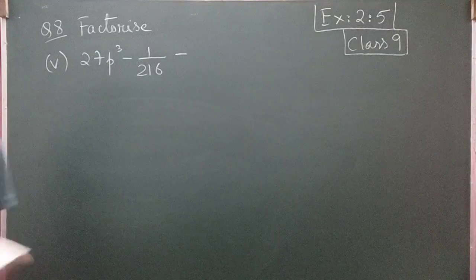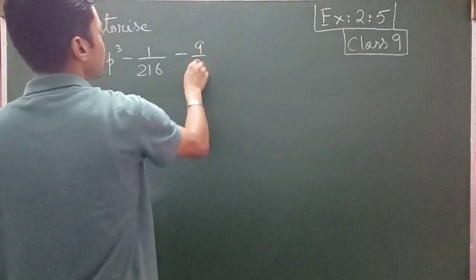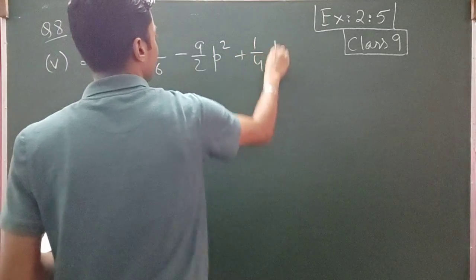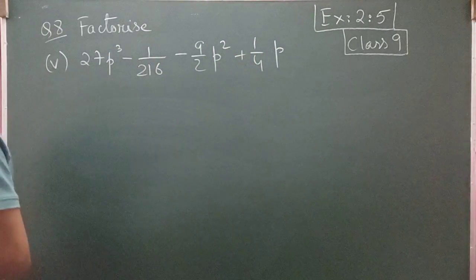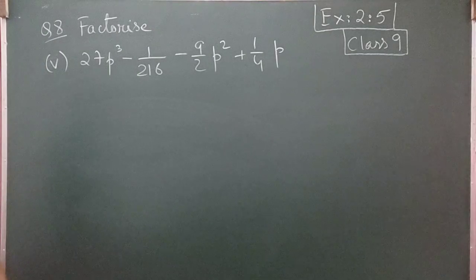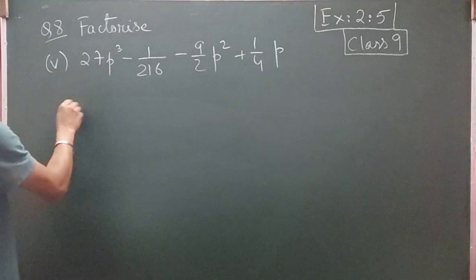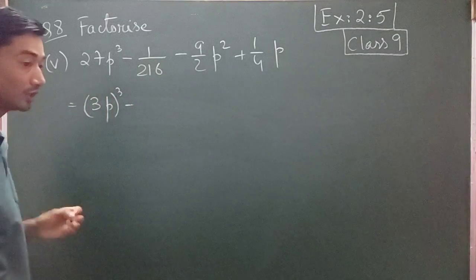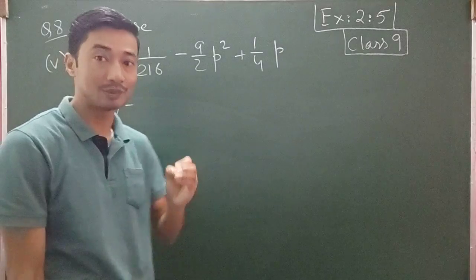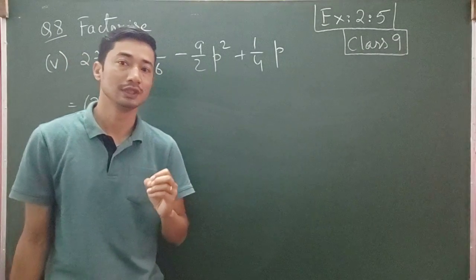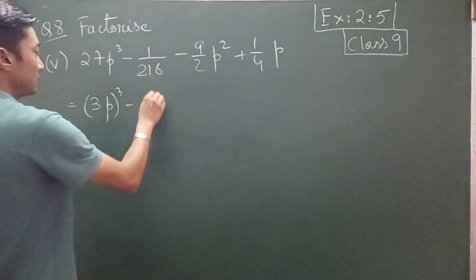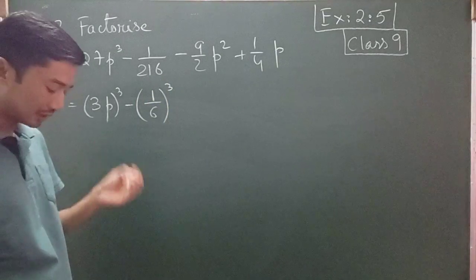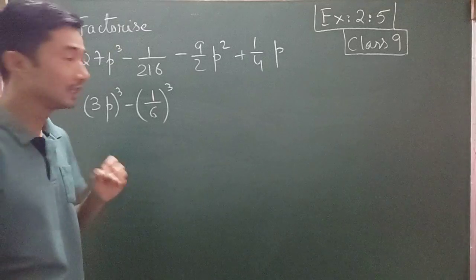216 minus 9 by 2 p square plus 1 by 4 p. Do not worry by looking, don't let the letters scare you. Search for the cube again. So 27, 3p whole cube minus, that's why I was telling you the cubes of numbers of at least up to 10 should be properly known by you. So 216 is actually the cube of 6. So because 6 6s are 36, 36 6s are 216.